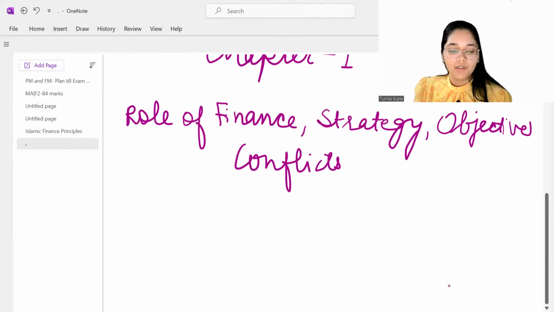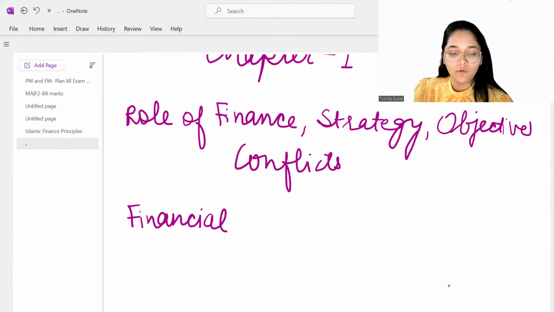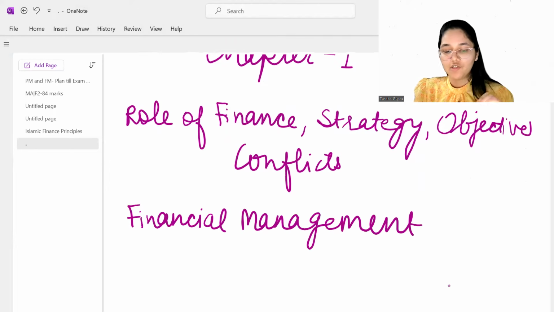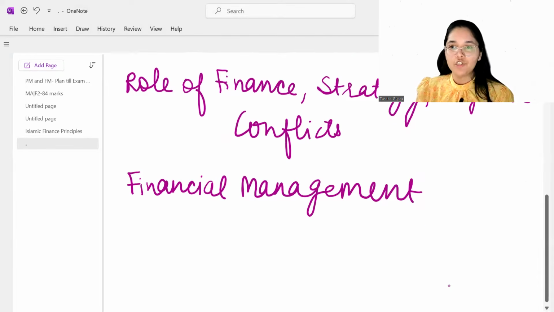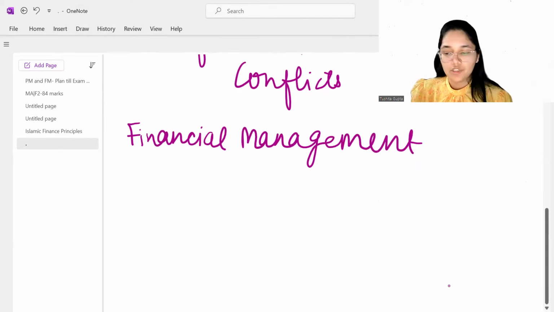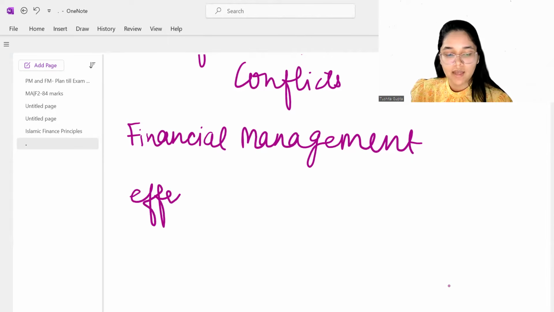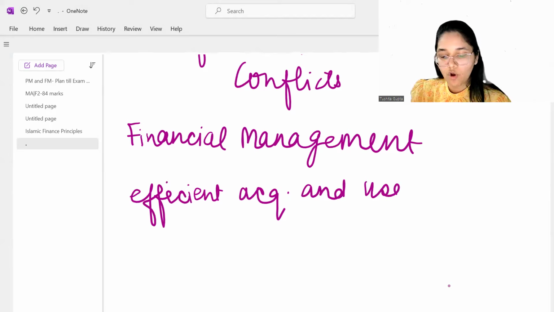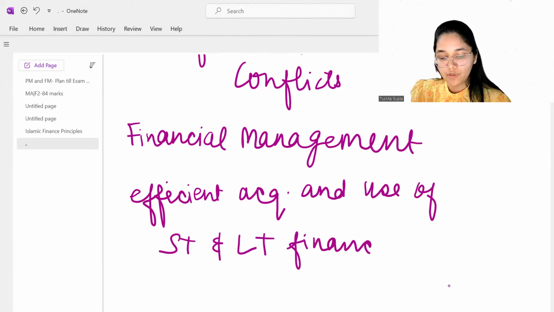The name of our paper is Financial Management, so it is imperative that we understand what the definition of financial management is and what we really mean by financial management. If I just give you the definition that has been provided, the definition is that financial management is the efficient acquisition as well as use of both short-term and long-term financial resources. Now, what do we mean by this definition? Let us break this down.